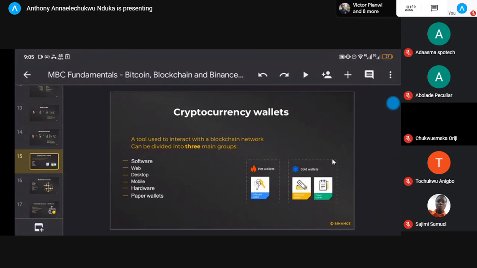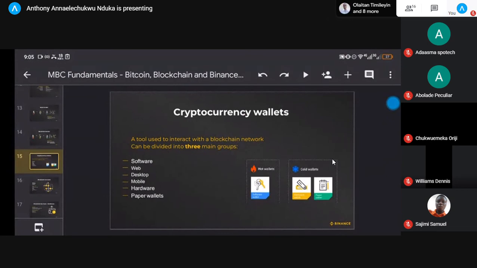Now, software wallets are just like computer programs that you have in your computer system. Web wallets are the wallets you can access online, just like Binance. You can just go online, log in with your details, and you have your money stored in there for you. And a desktop wallet is the one you have stored in your desktop. I don't think you need internet to access it. All you need to do is log in to the system, and as long as you have access to your desktop, you have access to your wallet.